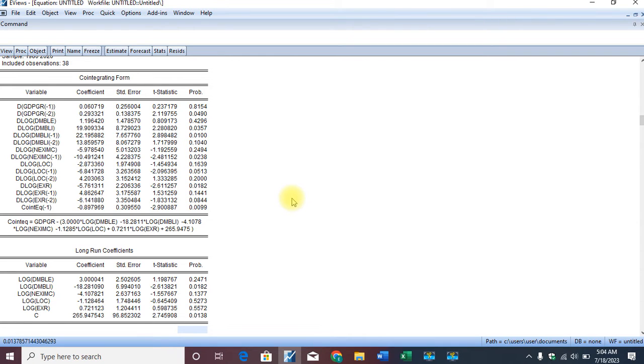So this result is in twofold. The first phase of this result, this area, is called the short run results, whereas the second phase is the long run coefficient. So you have the short run coefficient and the long run coefficient. If it were in EViews 10, the short run would have been separated from the long run, but the beauty of EViews 9 is that it models the short run and the long run together.